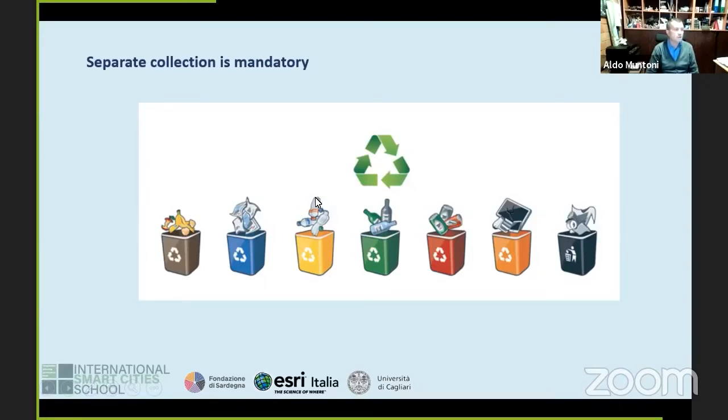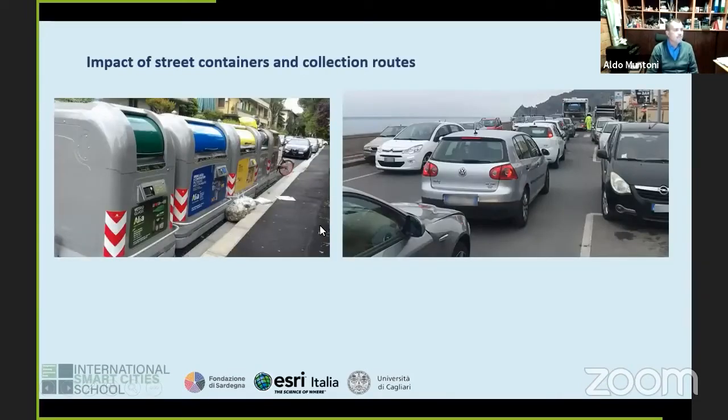So separate collection became a must in our cities to be applied in different ways, and even the implementation of separate collection occurs according to different steps. And we are living these different steps in Cagliari, for instance, in the last years. Because here you can see the first and typical approach to separate collection, which was to use street containers.